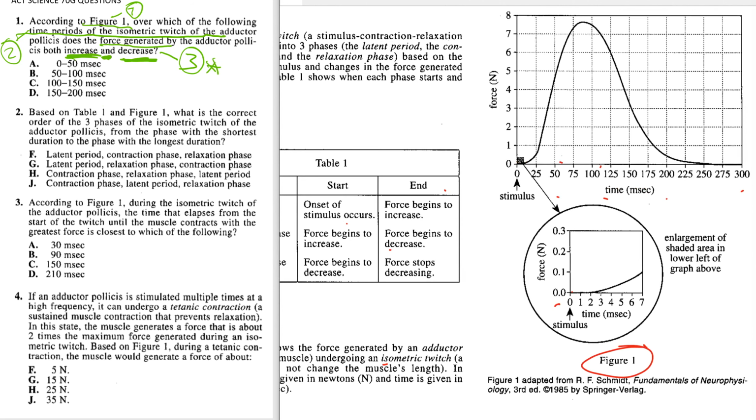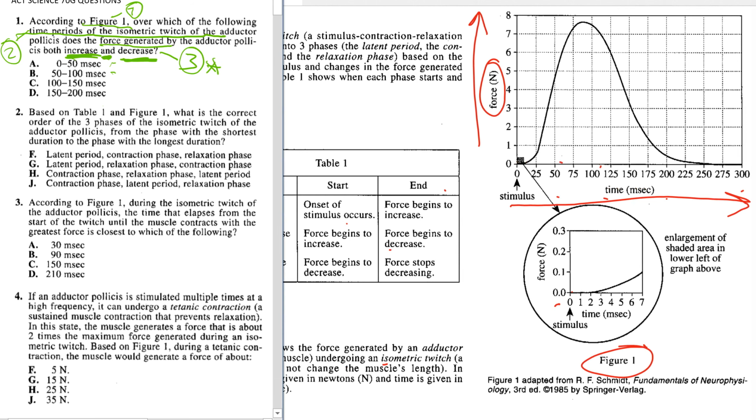Over which of the following time periods? Okay, so this is time along here, so we've found number 2. Does the force generated? Number 3 is here, so we need to find this. Does it increase and decrease? Alright, so increase and decrease. So we have 0 to 50, 50 to 100, 100. Okay, well, let's look at them. 0 to 50 is here, so what's the graph doing between here and here? Well, it's just increasing, so that one's out.